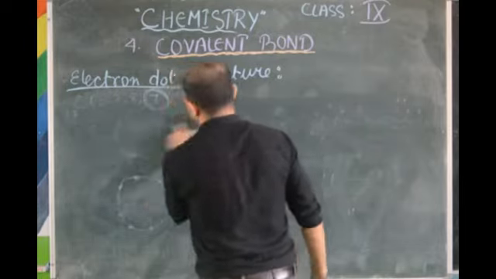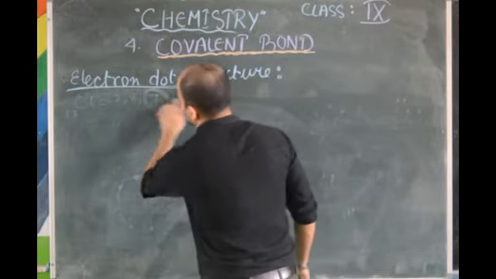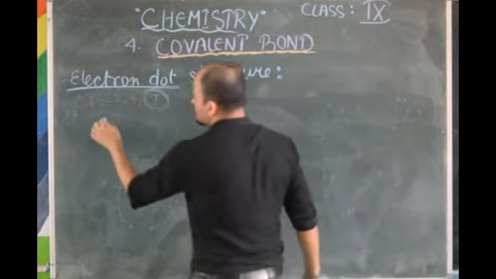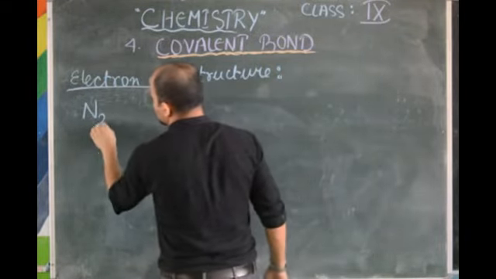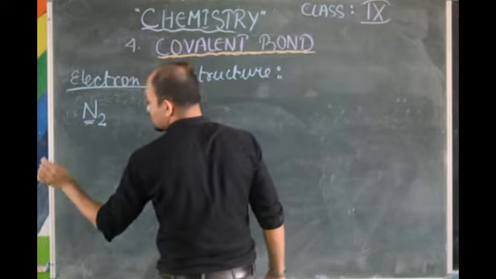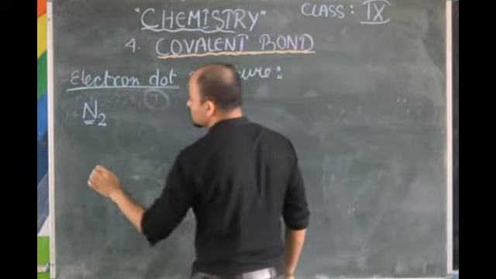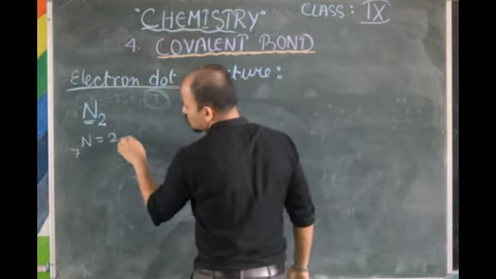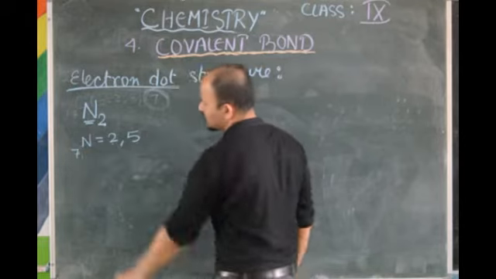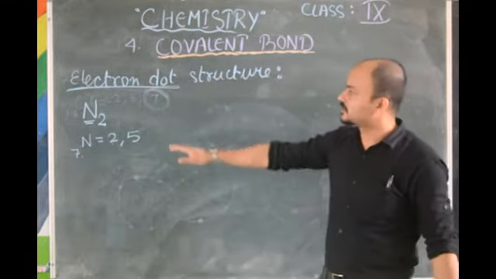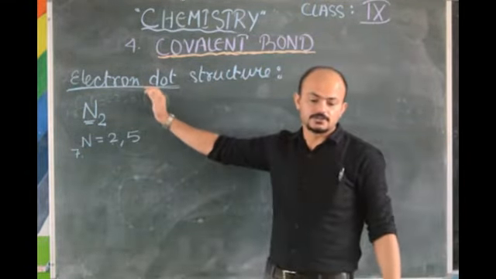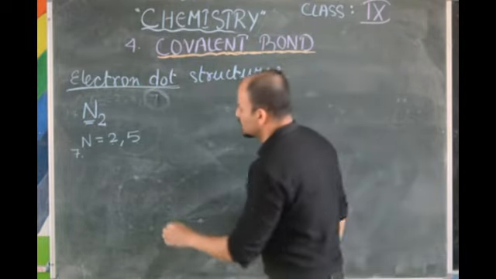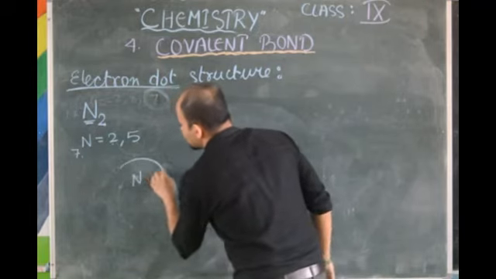Now let's discuss nitrogen. So we are going to discuss the nitrogen molecule. For nitrogen, first you need to write its atomic number, 7. So its electron configuration is 2 and 5. 2 plus 5 is 7. Okay? Now here we are discussing electron dot structure, so you have to remember this. And here again, we consider only the valence electrons.